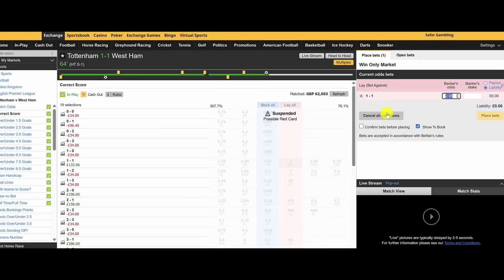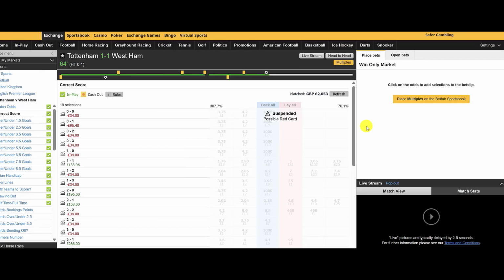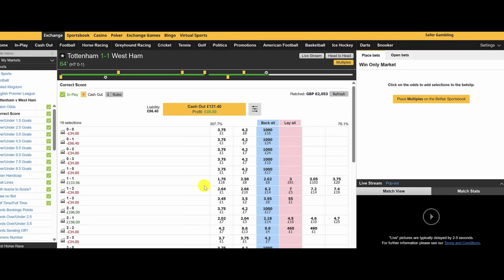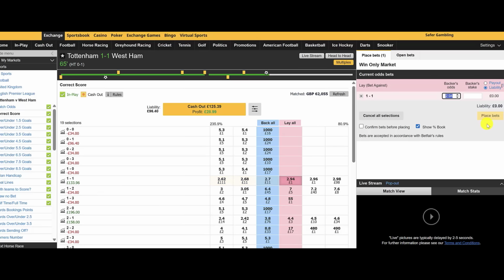What's going on here? Possible red card. Anyway, hopefully it comes back shortly. When it does, it will show you there is a profit of around £74 that we could potentially lock in on this. But remember, we still have 2-1 and 3-1 covered in favour of Tottenham. I'm not sure what happened there. Was it a red card? Anyway, I don't know. Look, we've got £34 of liability in the market.